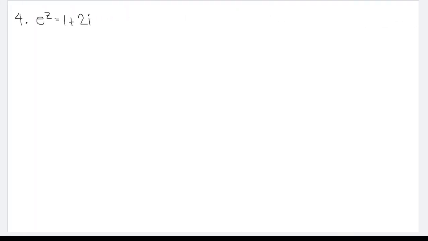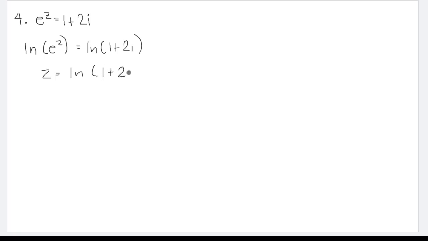So for number 4, now we have e raised to c equals 1 plus 2i. So we need to take the natural logarithm, ln, of both sides. So ln e^c, and that is ln of 1 plus 2i. ln e^c is equivalent to c. So our problem is, what is the value of ln of 1 plus 2i?